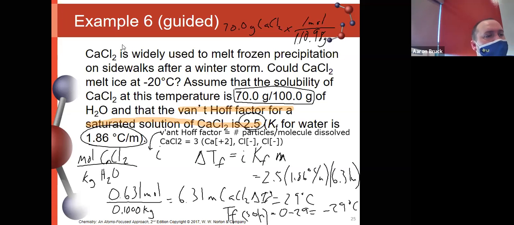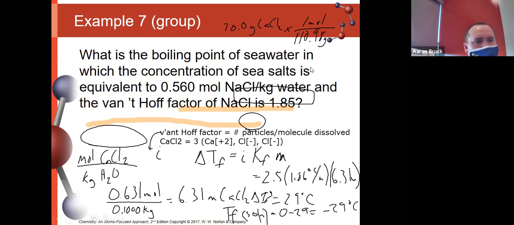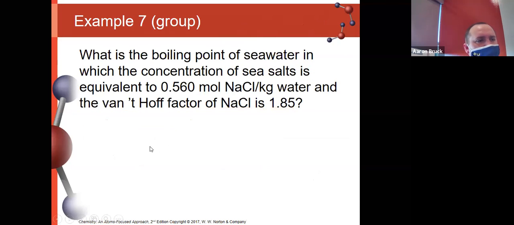All right. Any questions with number 6 here? All right, let's do this one together as well. What is the boiling point of seawater in which the concentration of sea salts is equivalent to 0.560 moles of sodium chloride per kilogram of water, and the van't Hoff factor is 1.85.